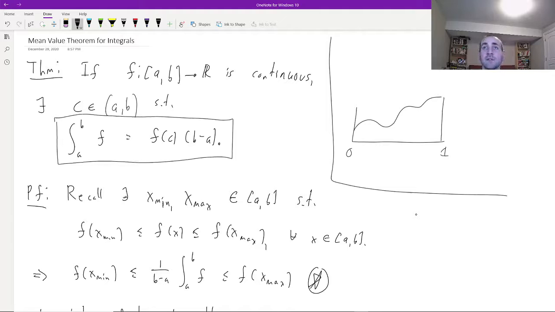Now you've seen a very similar result before, the intermediate value theorem, and it shouldn't be a terrible surprise that the proof of this mean value theorem is very, very similar.